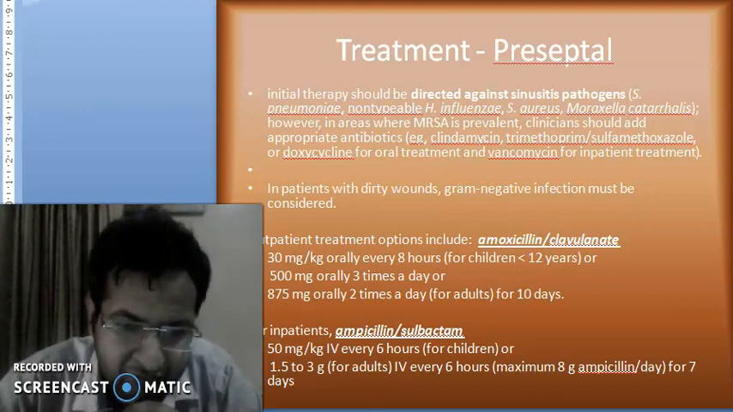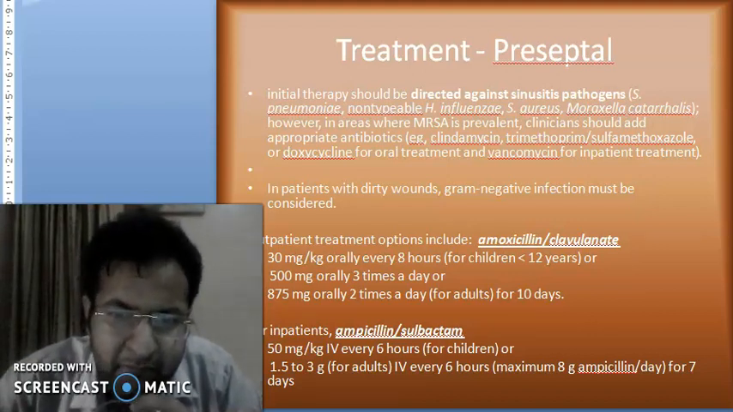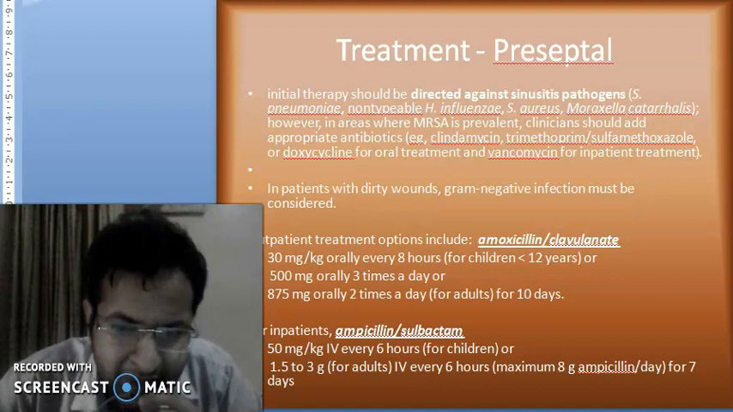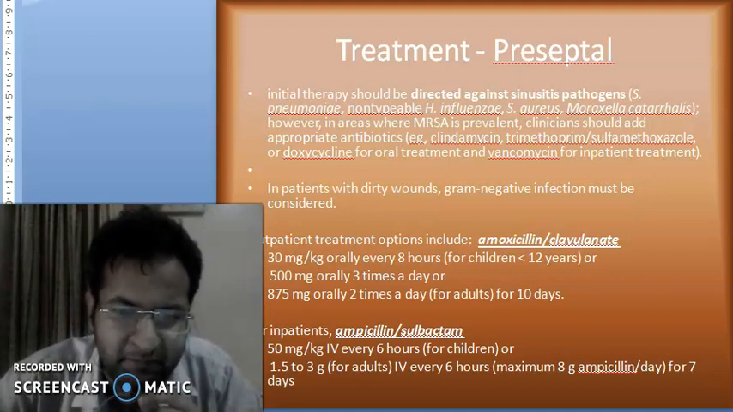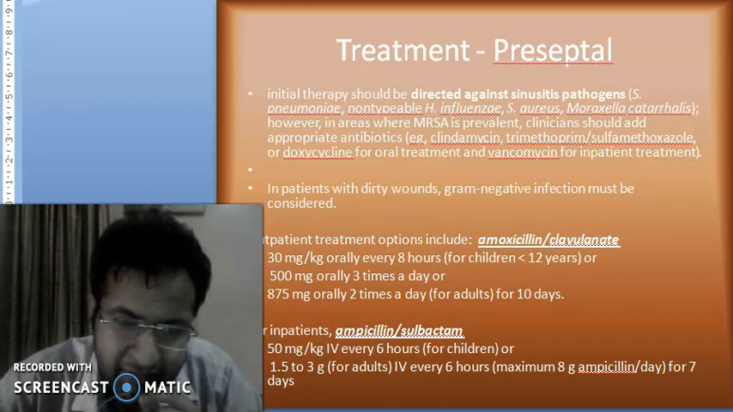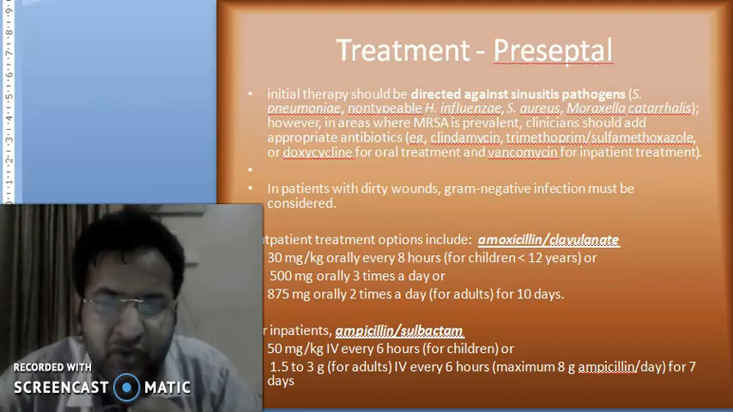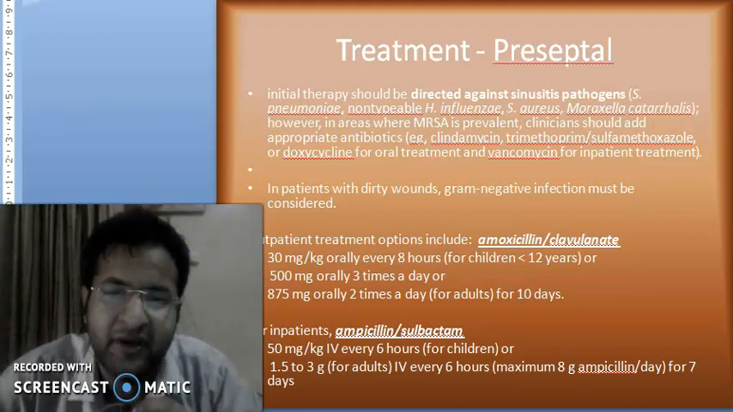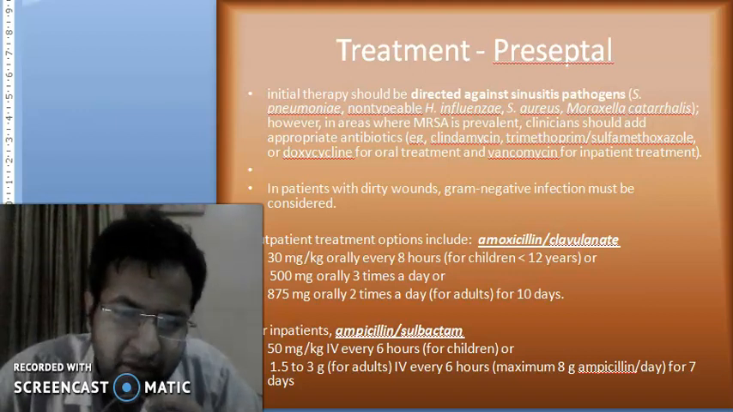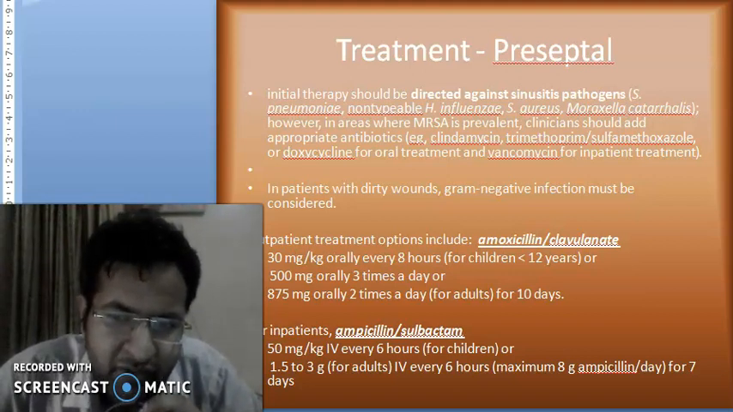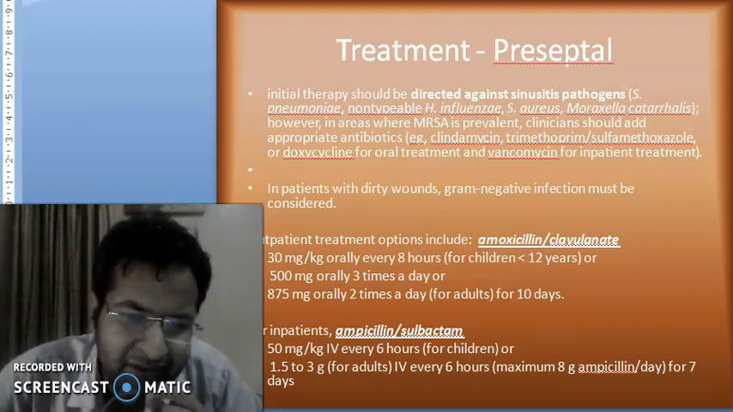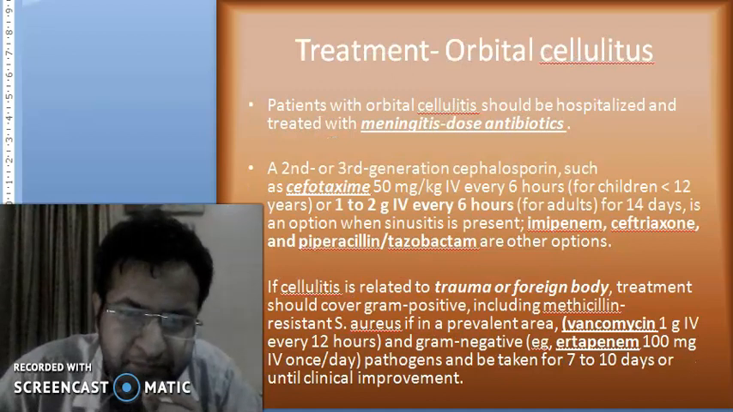Okay, vancomycin is always given as an injection in the inpatient wards. In patients with dirty wounds, gram-negative infection must be considered. Okay, you remember this: gram-negative treatment has to be given if the patient presents with dirty wounds along with preseptal cellulitis. In outpatient treatment, the options include amoxicillin and clavulanate capsules. For the inpatient, ampicillin-sulbactam has to be given.